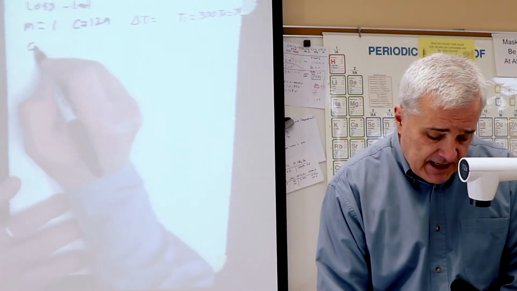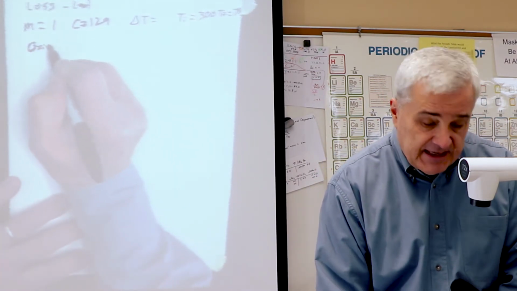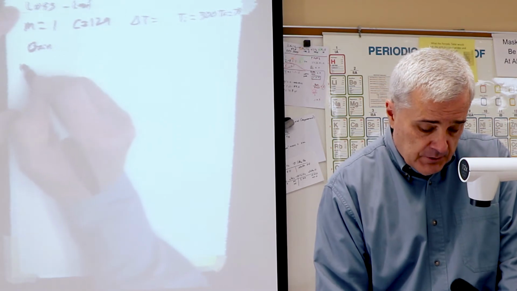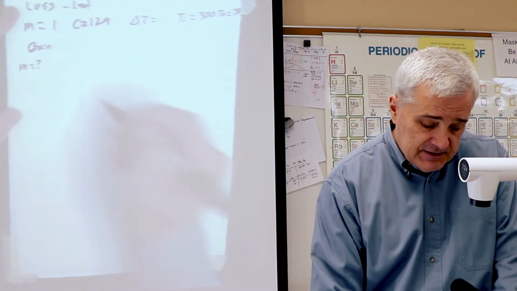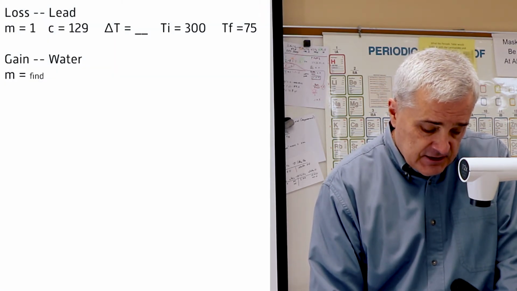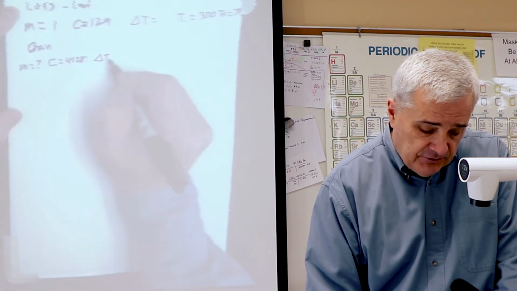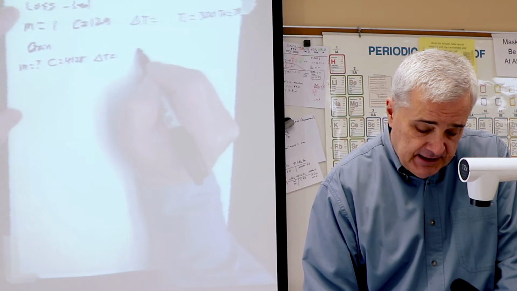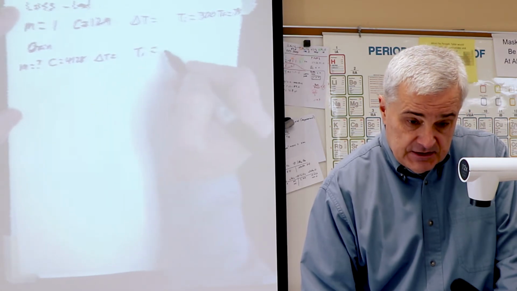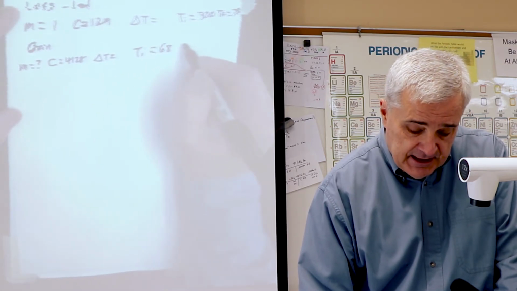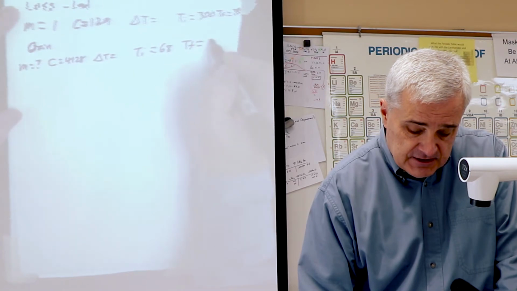On the gain side, that's the water. We're supposed to find the mass. The specific heat is 4,128. Delta T, we'll have to find that. Ti is 68. And T sub F is 75.